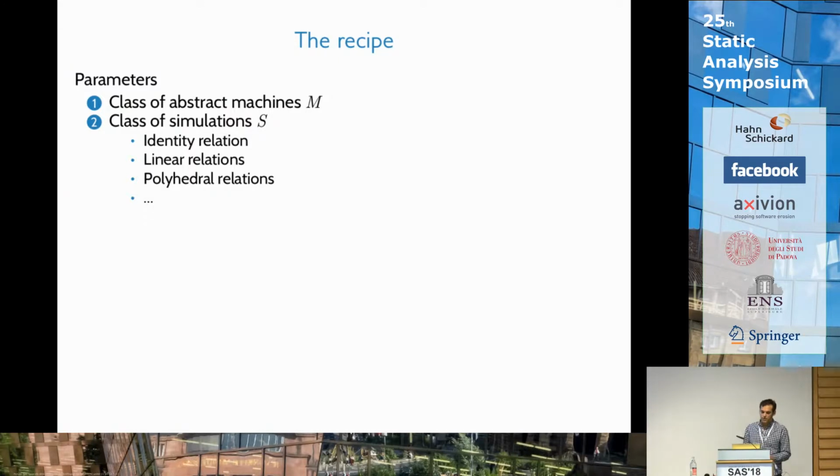The second thing that I'm going to fix is some class of simulations. Right, I'm not going to allow my simulation to be arbitrary. In particular, I need my simulation to be representable by a formula. So some examples of simulations that are currently used in CRA are identity relations, where we enforce that the state space of the abstract machine is exactly the same as the state space of the concrete machine. Linear relations, which we saw in our affine map example, and polyhedral relations, typically restricted polyhedral relations.